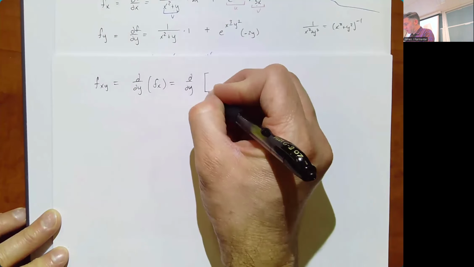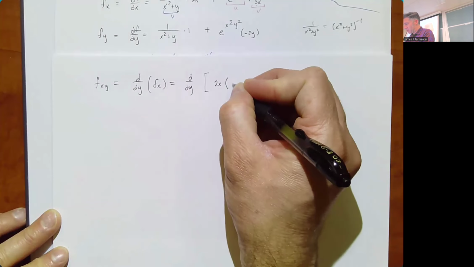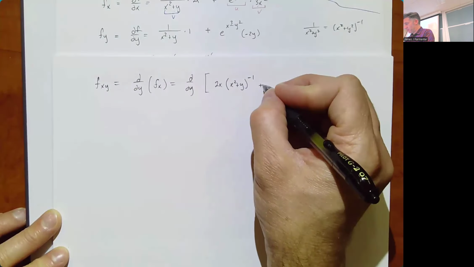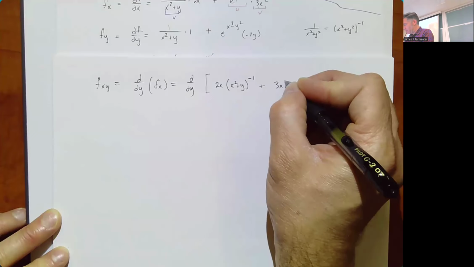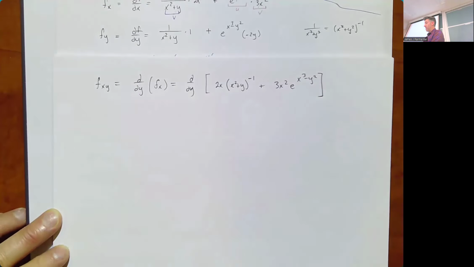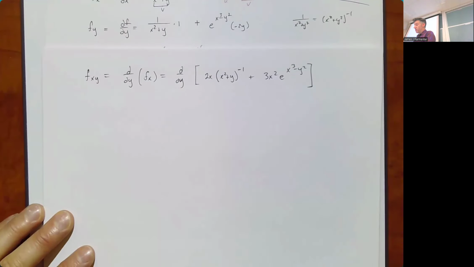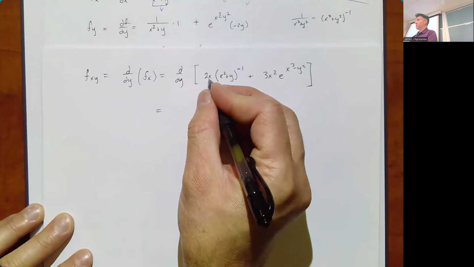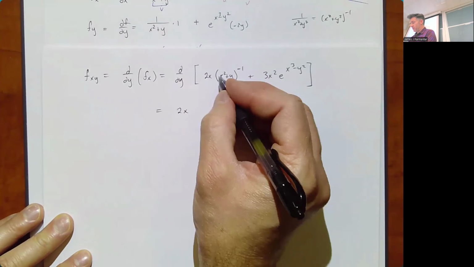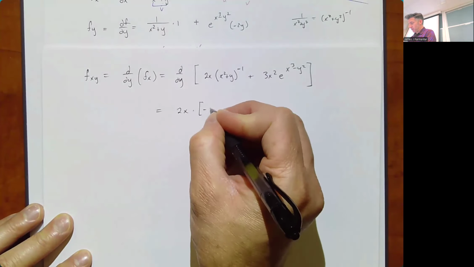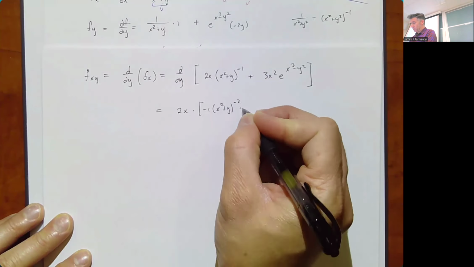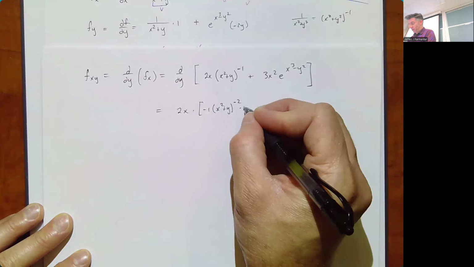I'm going to write it as 2x times x squared plus y to the negative first, plus this part over here, which is just 3x squared times e to the x cubed minus y squared. And again, we're differentiating with respect to y. So as far as we're concerned, this 2x is just hanging out. It's a constant multiple. The derivative of some stuff to the negative first is negative 1 times our stuff, the negative second times the derivative of the inside, which is just 1.